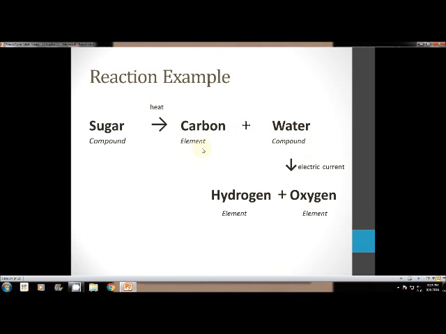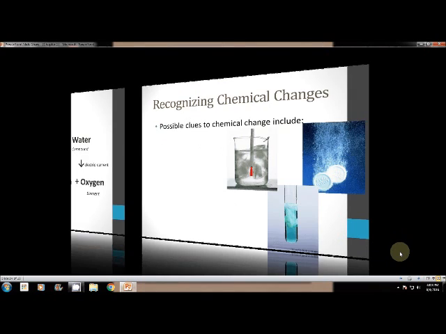Well, since carbon is an element, we can't break it down any further, but since water is a compound, we can break that down, and you break it down into the elements hydrogen and oxygen. That's why it's H2O, H for hydrogen, O for oxygen. You don't have to write that example down, though.